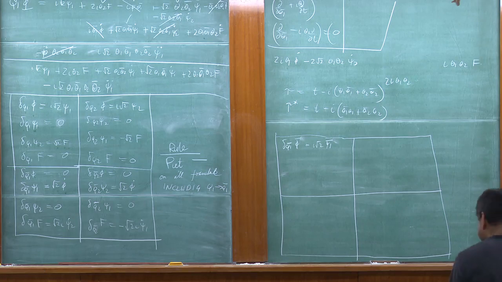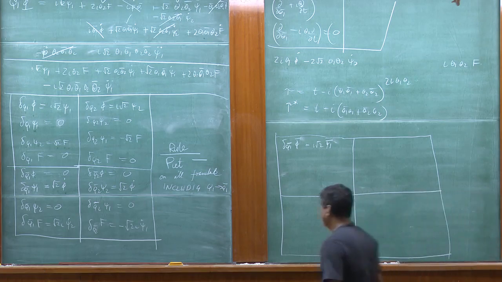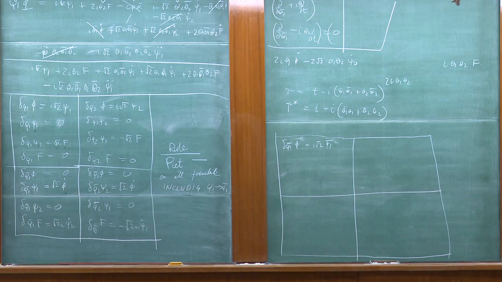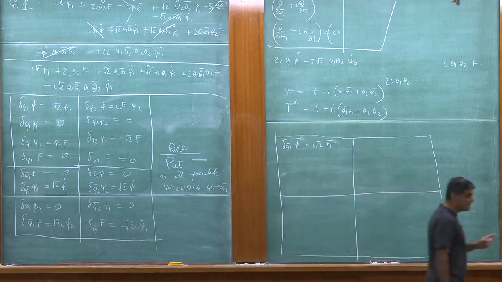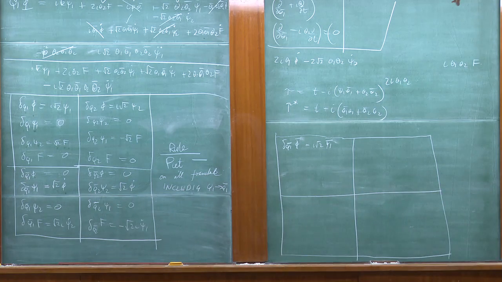Okay, the last thing we should check, to make sure that our algebra is complete, is that the algebra we have is consistent with eliminating the auxiliary field. Okay, let's check that.